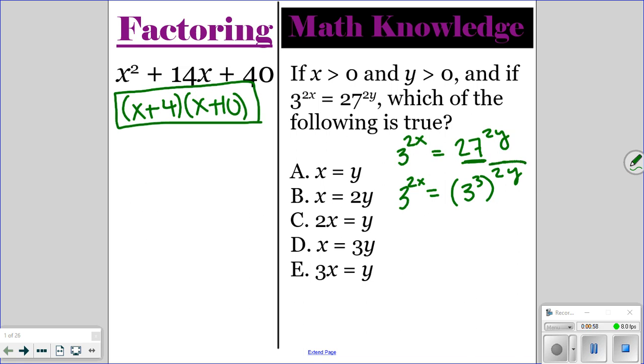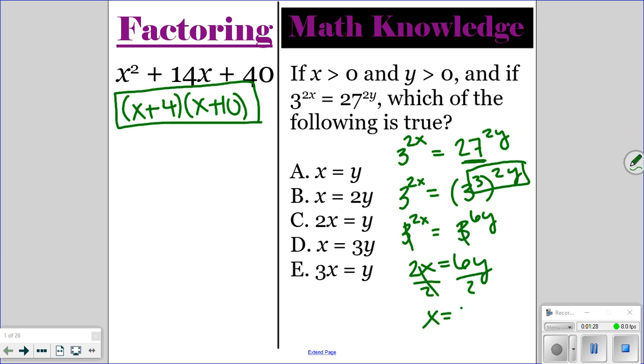And then when you have a power raised to a power, you multiply these. So we're going to have 3 to the 2x equals 3 to the 6y, because 3 times 2y is 6y. Now that the 3's are the same, they cancel, and the exponents are going to equal each other. 2x equals 6y. And so I can divide by 2 to give me x equals 3y. So D would be your answer.